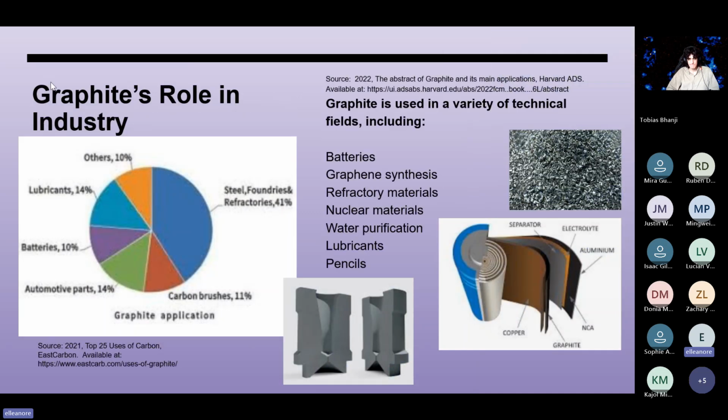So graphite's role in the industry. Graphite is used in a variety of technical fields, including batteries, graphene syntheses, refractory materials, nuclear materials, water purification, lubricants, and pencils. And this is an example of a battery, and this is an example of a refractory material. And here is a little pie chart from a different source, which shows specific percentages which is used in the industry.